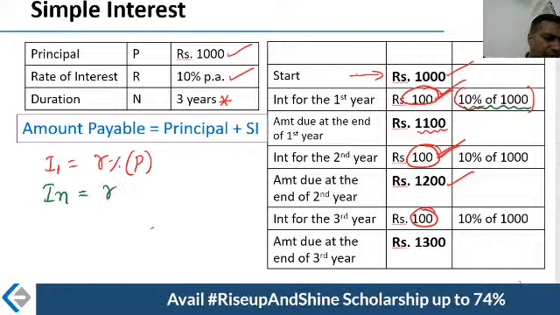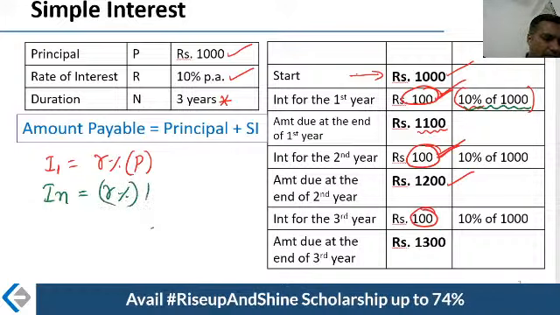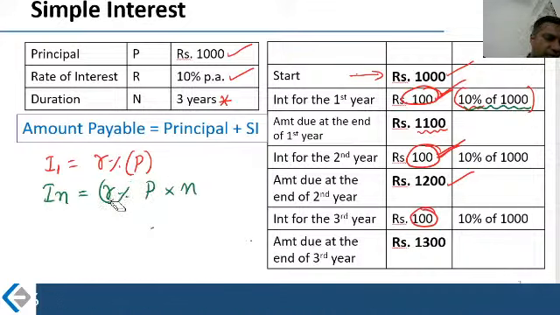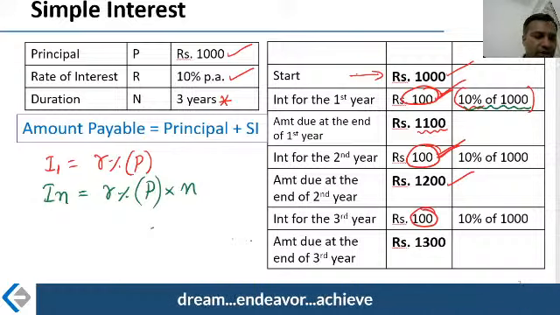What do you calculate? R percent of the principal is for 1 year, multiplied by n, the number of years, because you said you want this interest for n years. That becomes the interest for n years. Let's keep that in mind.